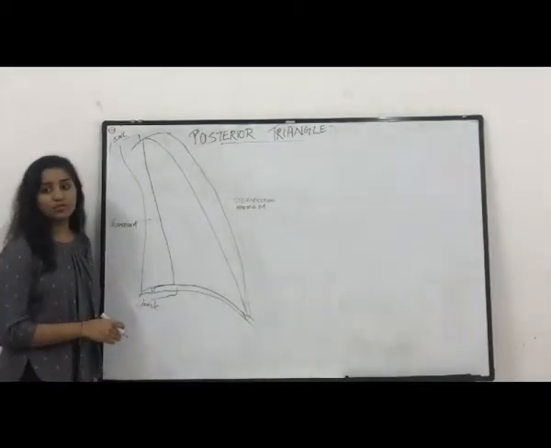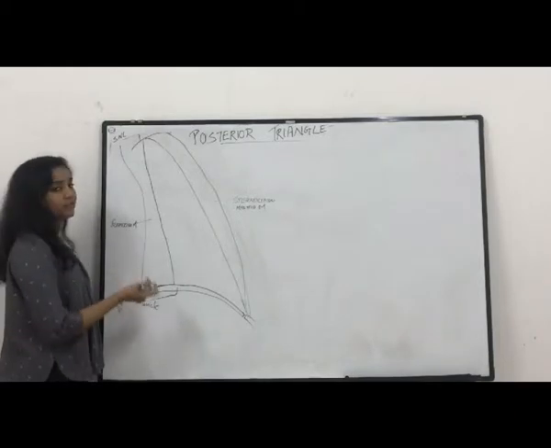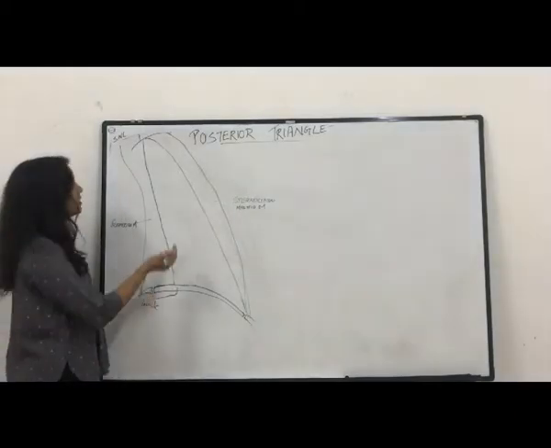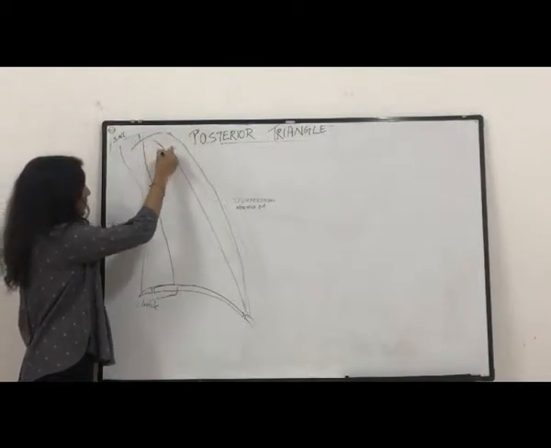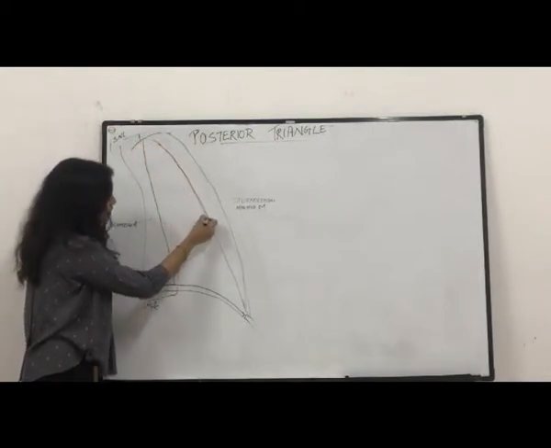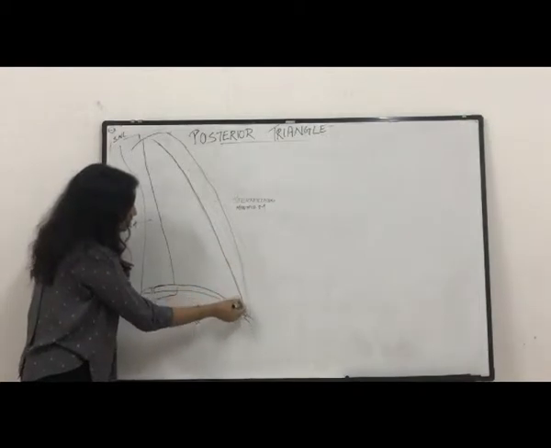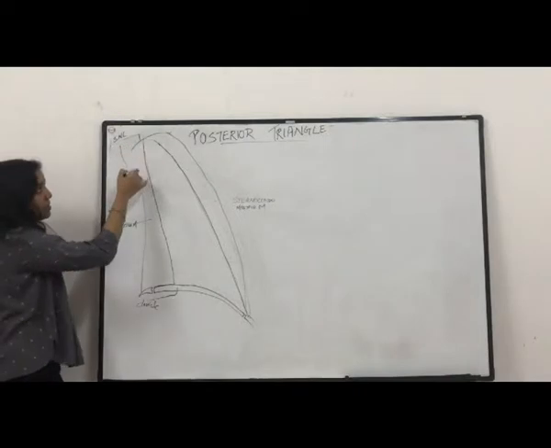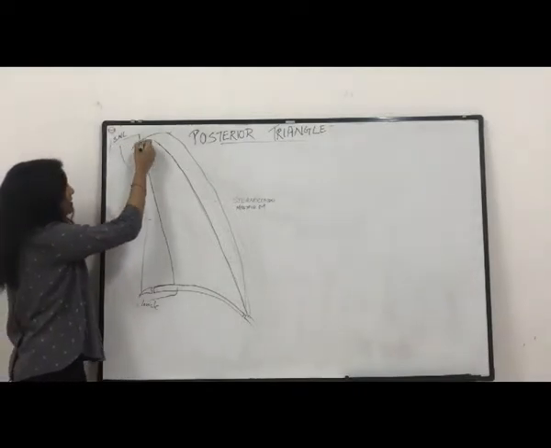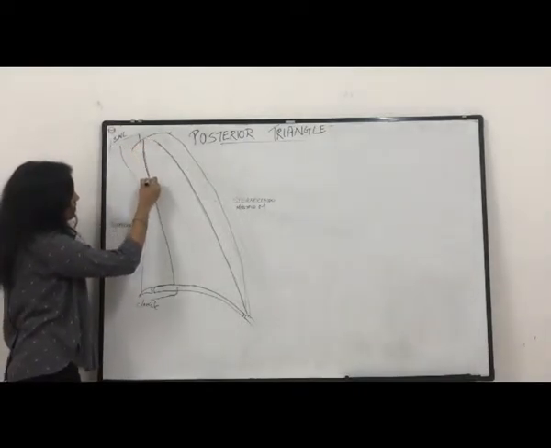So now let's see the boundaries of the posterior triangle. First, let's go for the anterior boundary. So what is the anterior boundary? Anterior boundary is formed by the posterior border of the sternocleidomastoid. This is the posterior border of the sternocleidomastoid. And the posterior boundary is formed by the anterior border of the trapezius muscle.